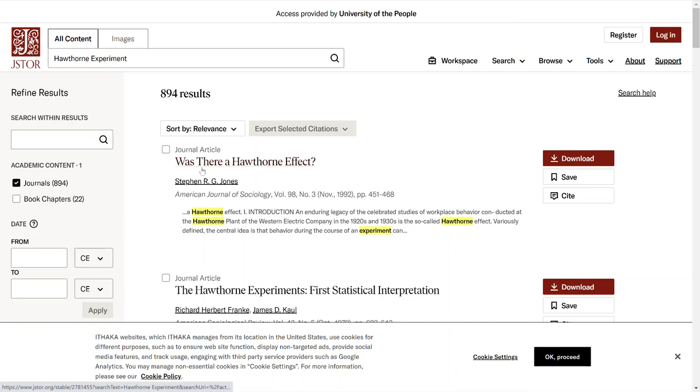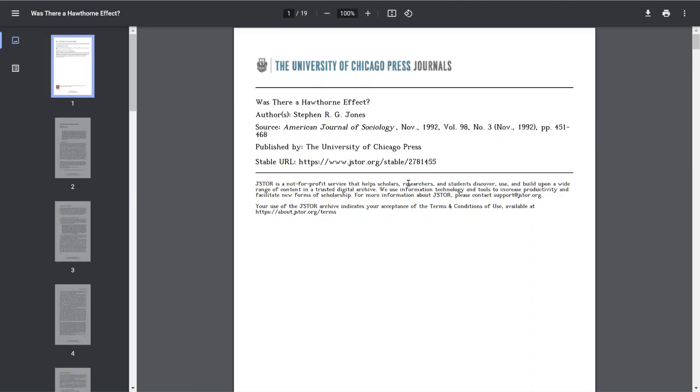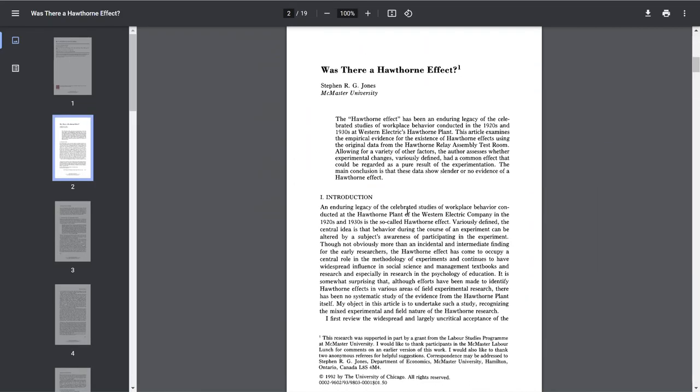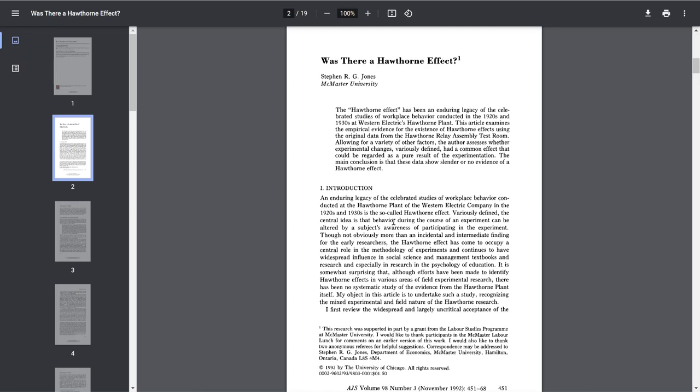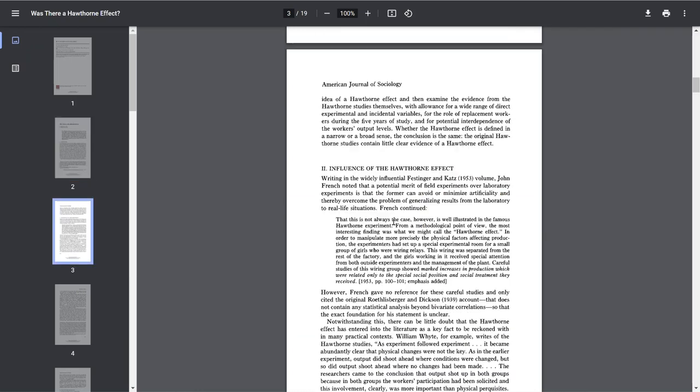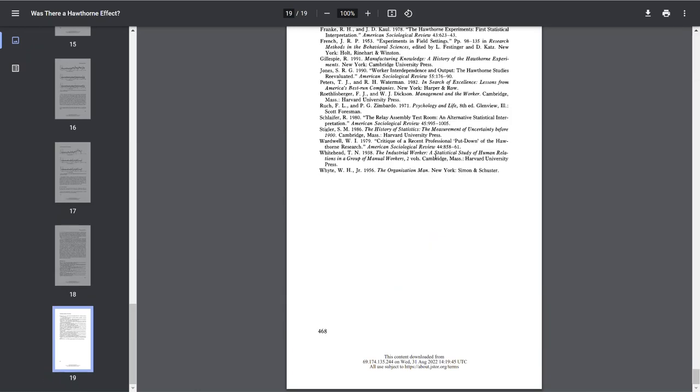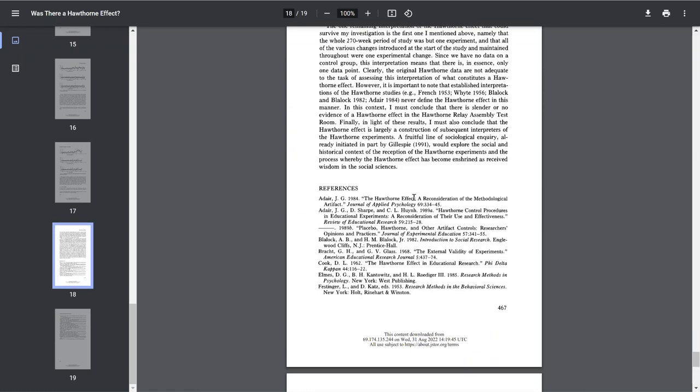So let's take a look at this. Was there a Hawthorne effect? And this comes from the American Journal of Sociology. So I'm going to download this and let's take a look at the format. Okay, so you'll notice here that it does have a reference section. Notice that the references are done in alphabetical order.